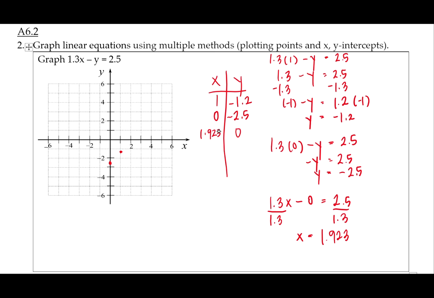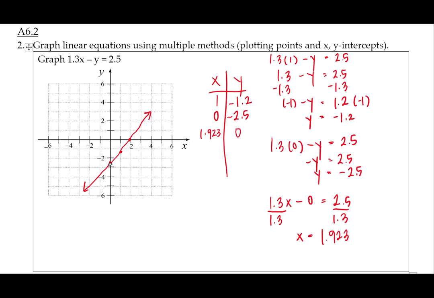So I'm going to go to the right 1.923 and up 0, that's about right here. Here is the graph of my line. Connect those points. And that's the graph of the line.